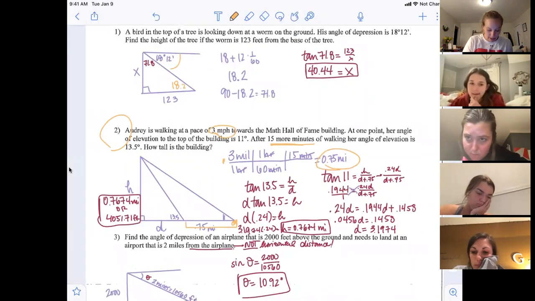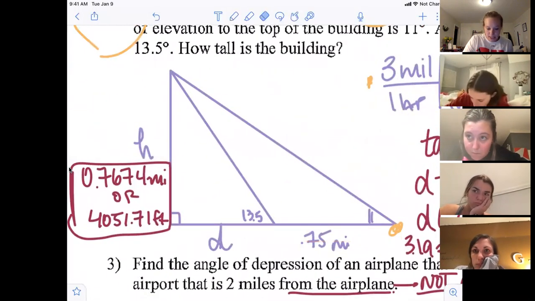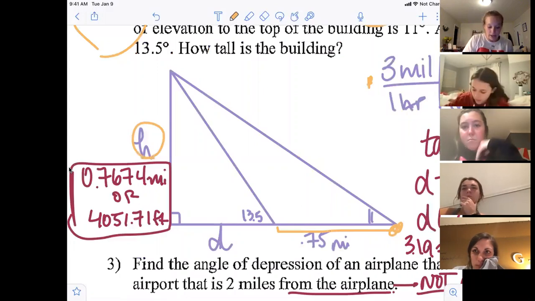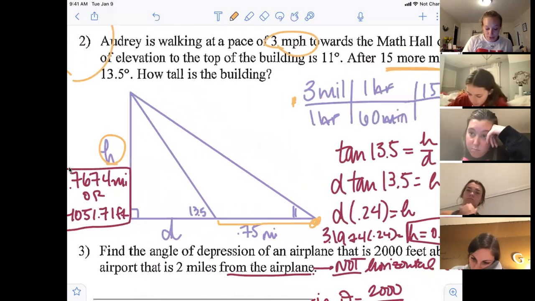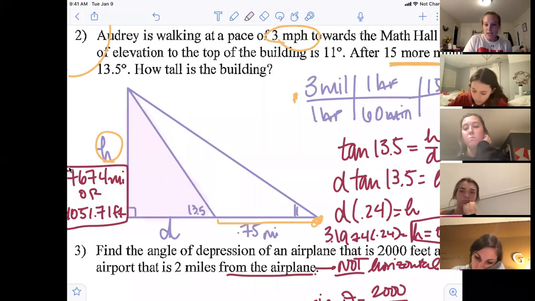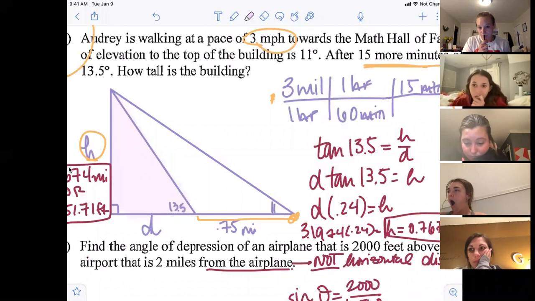Once I did that, let's break it down a little bit more. I labeled my picture here. My distance at the bottom is 0.75, and D is from where she's standing to the building, and H is ultimately what we want to find. So I had to think about them in different triangles. I'm going to think about this triangle first. This triangle is tangent of 13.5 equals opposite, which is the height H, over D, which is the adjacent side. And all I did there was solve to get H by itself.